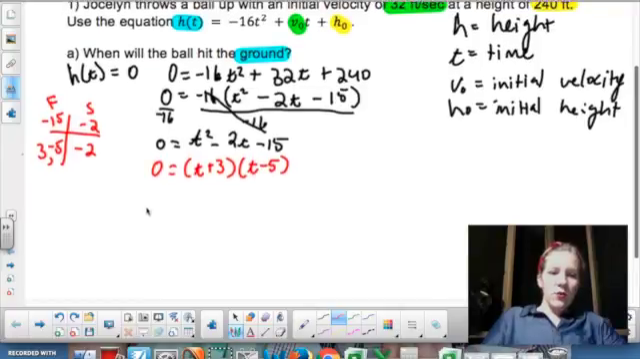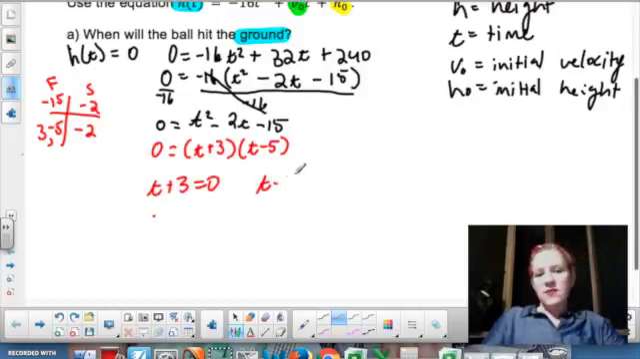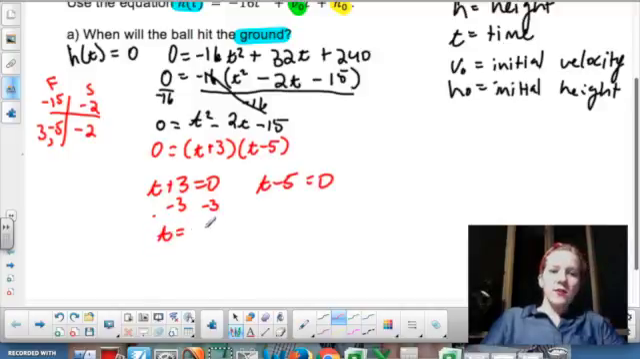Right, so let's wait for it to stop. There we go. So t plus 3 equals 0 and t minus 5 equals 0. When I solve this one, I'm subtracting 3 from both sides, which gives me t equals -3. And when I solve this one, I'm adding 5 to both sides, which gives me t equals 5.